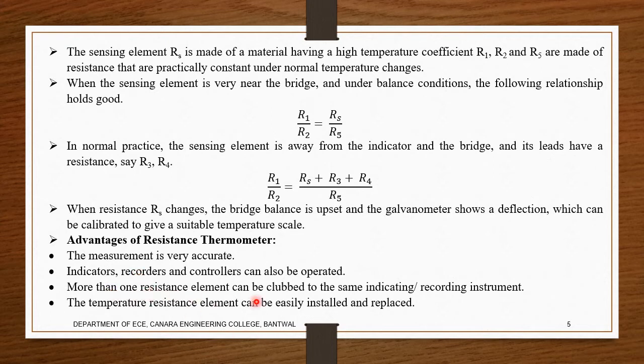More than one resistance element can be clubbed to the same indicating or recording instrument. So more than one resistance element can also be implemented there. The temperature resistance element can be easily installed and replaced. Normally, as we have said, R1, R2, R5 are practically fixed values, and the next one is the sensing element. You can just remove the bulb or whatever element we are implementing, and put in another new element. Easily we can do it.